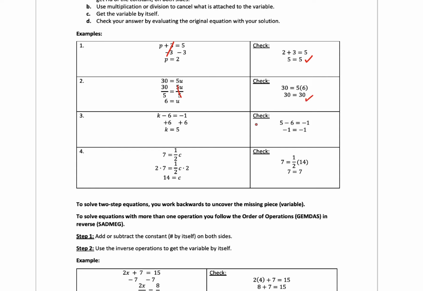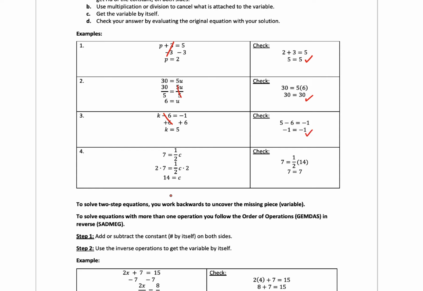That's the right answer. We have k minus 6 equals negative 1. We look on the side with the variable, and our constant is negative 6. We get rid of it by adding 6 to both sides. Those are opposites, so we are just left with k. Negative 1 plus 6 gets us 5. So we check it by putting in 5 minus 6 should equal negative 1, and it does, so that was the correct answer.